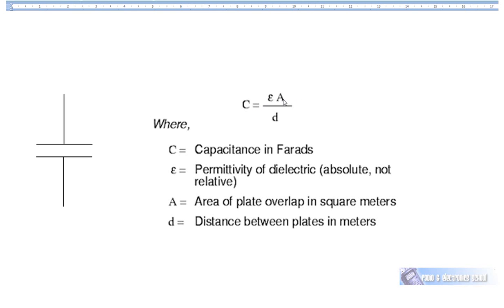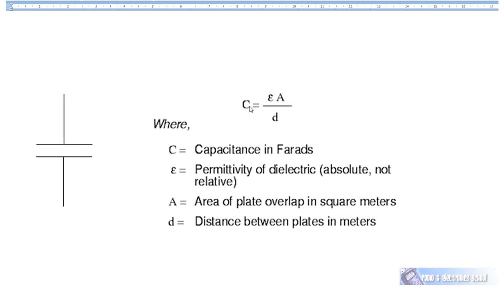And whenever you see equations, anything in the numerator, the upper part of the equation, is a direct proportion. Anything in the bottom part of the equation is an inverse proportion. Get to that in a moment. So capacitance is directly proportional to the permittivity of the dielectric material. Capacitance is also directly proportional to the area of the plates. If you double the area of the plates, you double the capacitance. If you halve the area of the plates, you halve the capacitance.